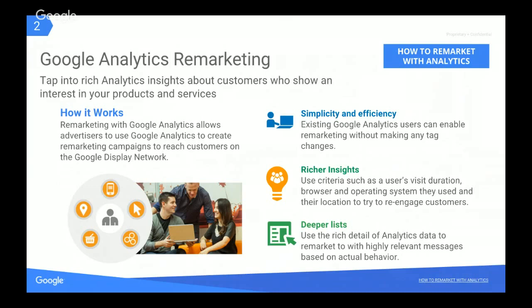Richer insights, you can use criteria such as a user's visit duration, browser and operating system they used, and their location to try to re-engage customers. And deeper lists, which is use the rich detail of analytics data to remarket with highly relevant messages based on actual behavior.